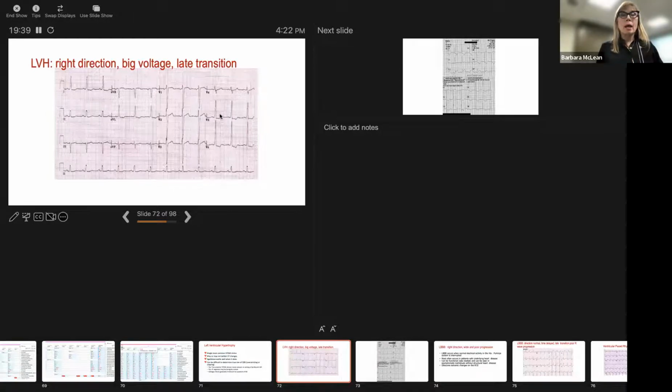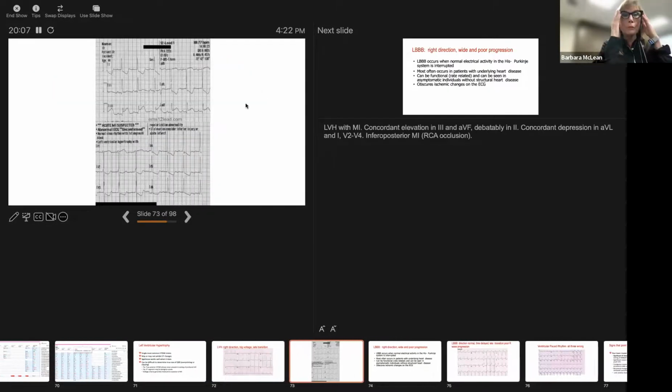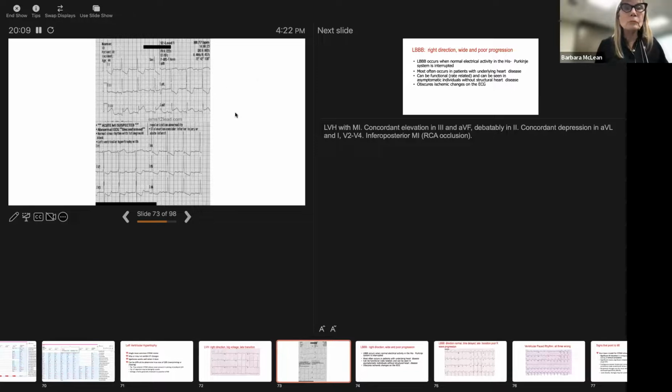He's 30. And then I go over to the deep wave on the right side of the lead, V1, V2, V3. And I've got this deep downwards. This is also right around 20. So I'm 20 down, 30 up. I'm going to add those two together. That's 50 millimeters. This patient has the right current direction, which is to the left, a really big voltage and late transition. This is LVH. Okay, so we take a look at this patient.